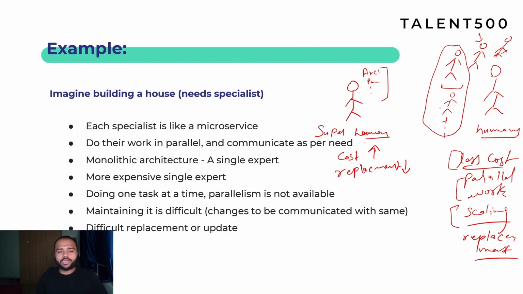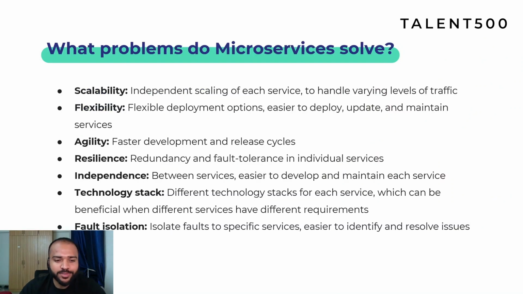And there is no one-architecture-fits-all kind of scenario. There will always be some places where monoliths will be selected, and there will always be some scenarios where microservice architecture will be more efficient to go with. So what problems do these microservices solve for us?